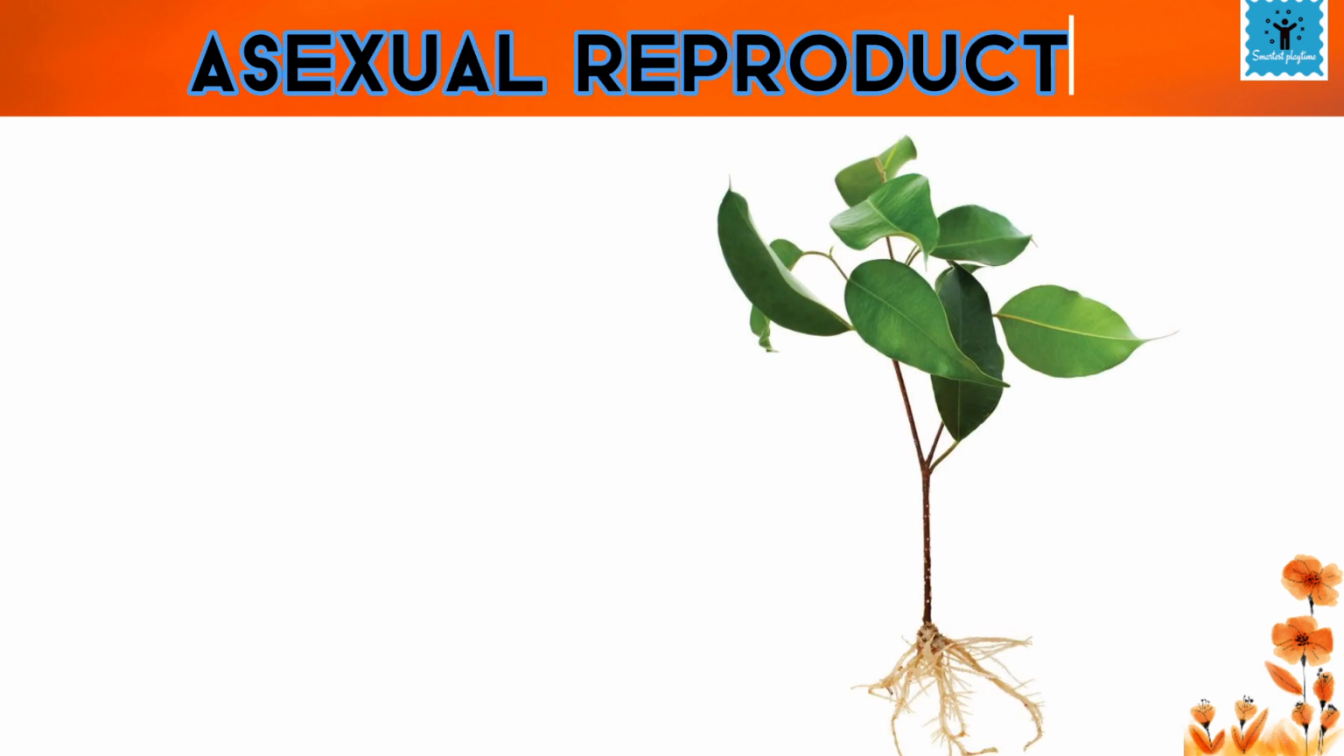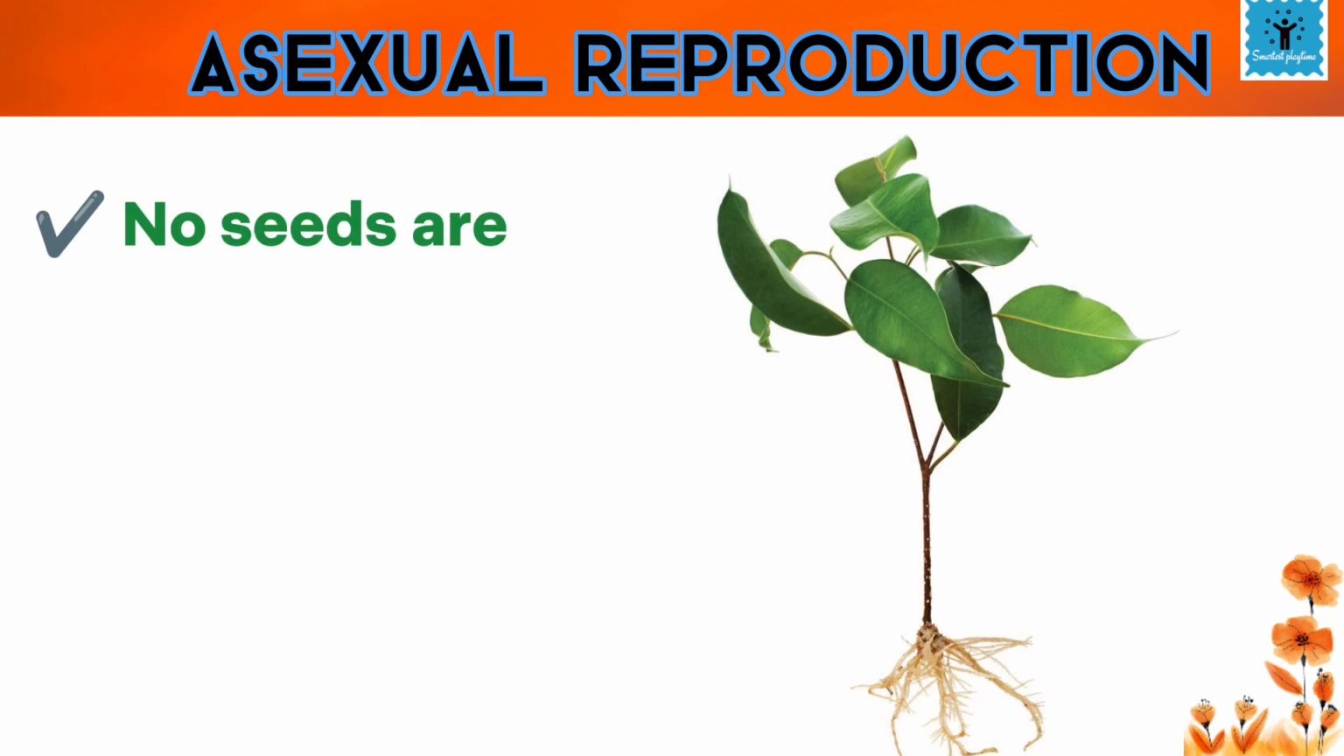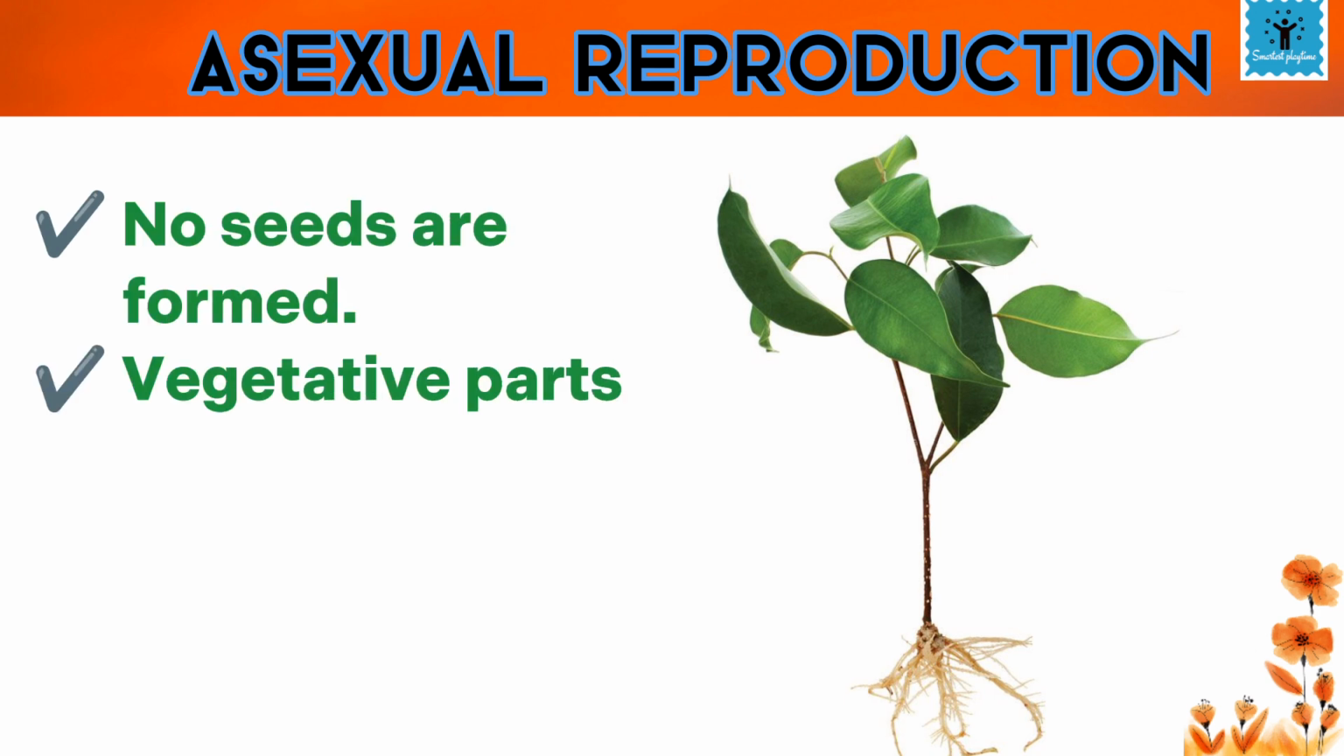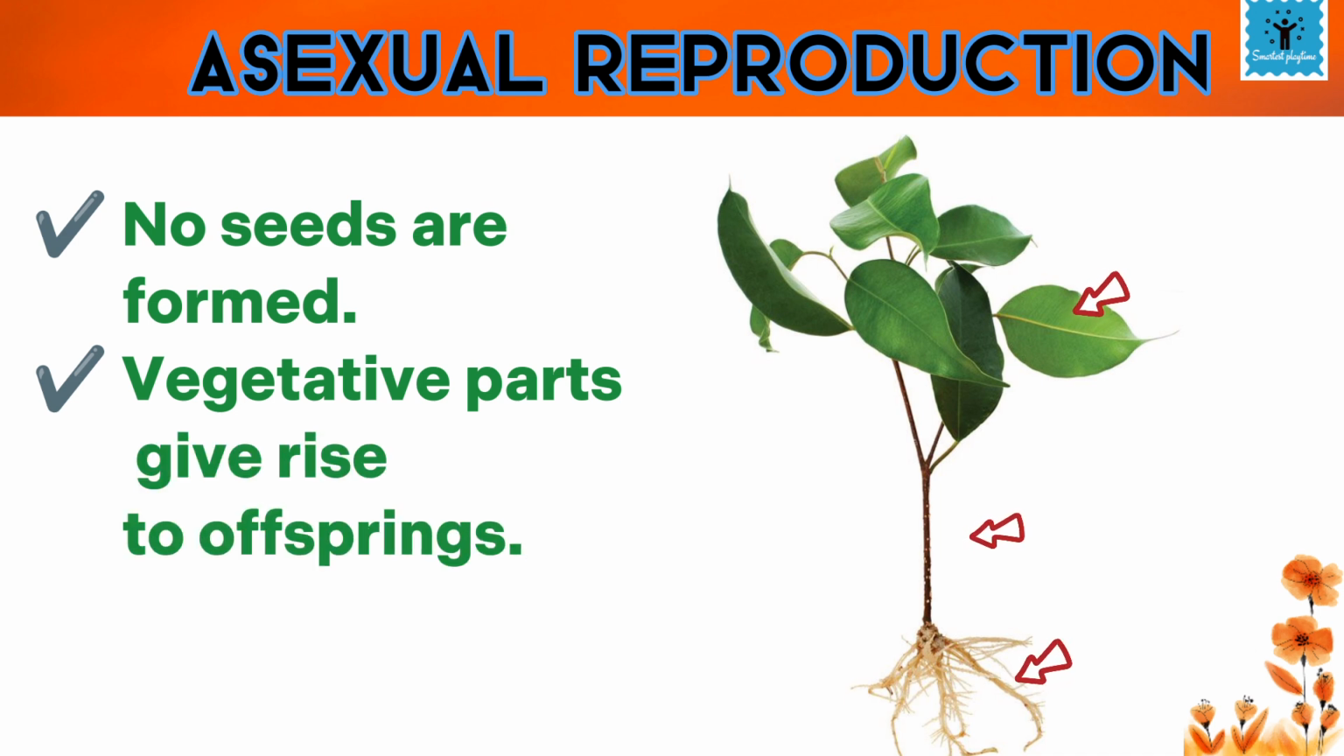The second category is called asexual reproduction. In this type of reproduction, the plants do not form any seeds. The vegetative parts of the plants, like stem, root, or leaf, give rise to the new offspring.